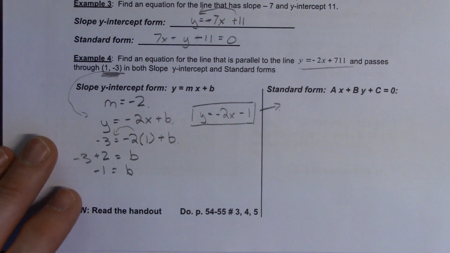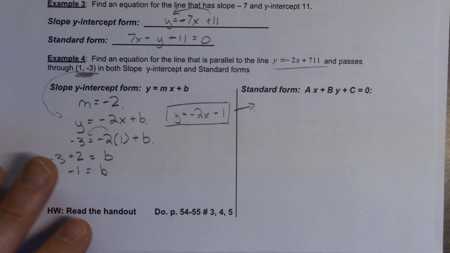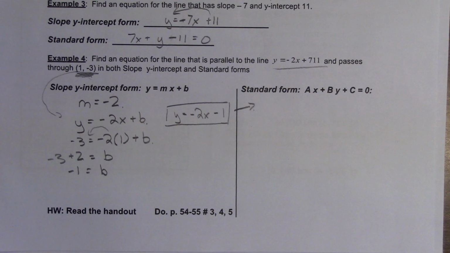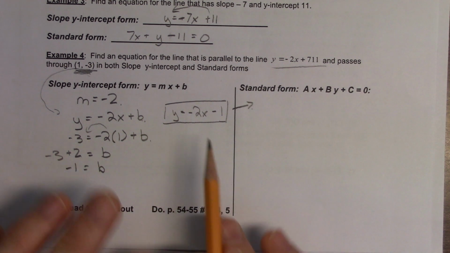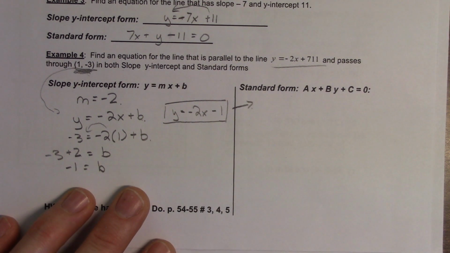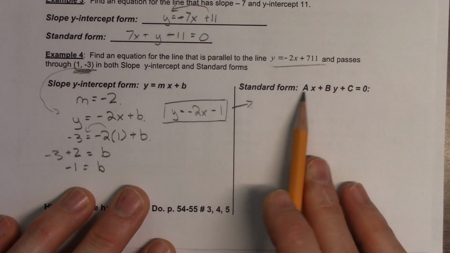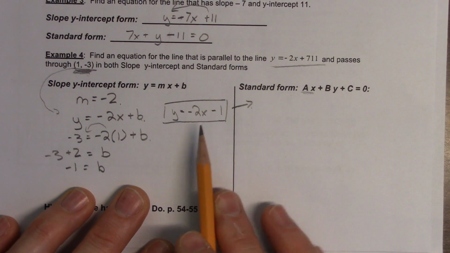Substitute what? The difference between slope form and standard form is just like rearranging. Okay, you don't have to do any substitution or elimination. You're just rearranging. So what can I do here? How would I write standard form? What's my x value going to be up here?